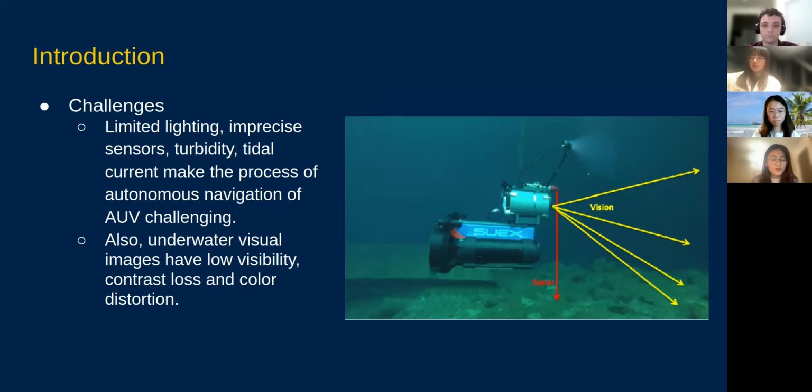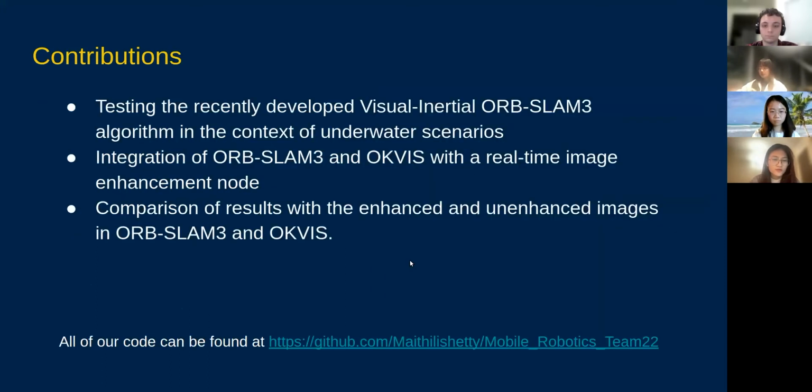However, underwater images are often degraded by poor medium conditions, such as limited light and turbidity, which result in low contrast and color distortion. So to solve this problem, we realized a real-time visibility enhancement algorithm for Visual-Inertial SLAM. In this project, we test the Visual-Inertial ORB-SLAM3 algorithm in an underwater scenario and integrate ORB-SLAM3 and OKVIS with a real-time image enhancement node. Also, we compare the results on enhanced and unenhanced images, which shows there's an improvement in performance.